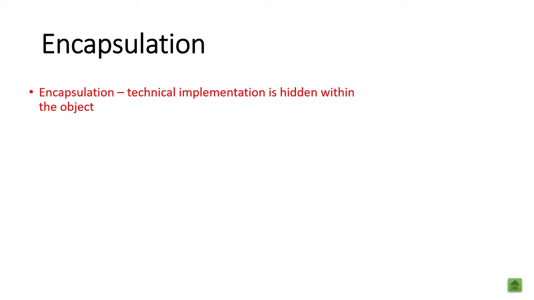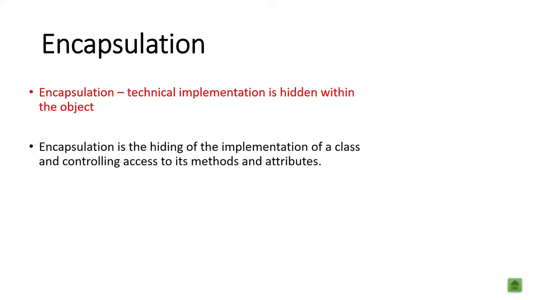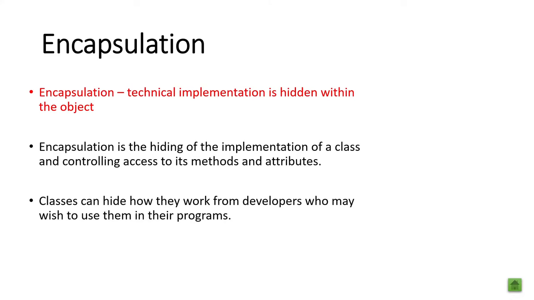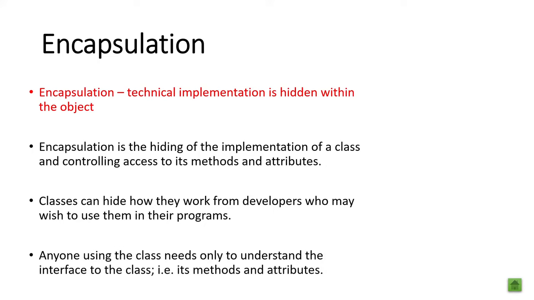Encapsulation is the technical implementation that is hidden within the object. So encapsulation is the method of hiding the implementation of a class and controlling access to its methods and attributes. Because we don't want everybody to access all the variables and all of the methods inside the class. Okay, so we don't want to do that because people might tamper with things, access things that they shouldn't, and they might mess things up.